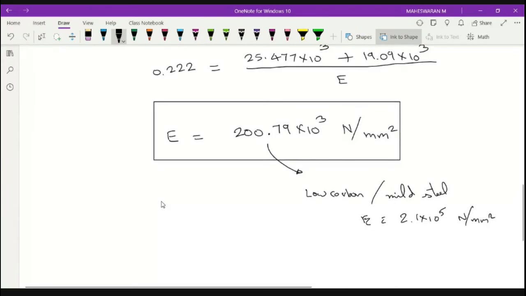Okay, so sometimes they won't give the E value. They will say that it's a mild steel. If they say it is a mild steel, then you can consider E as 2 into 10 power 5 Newton per mm square.